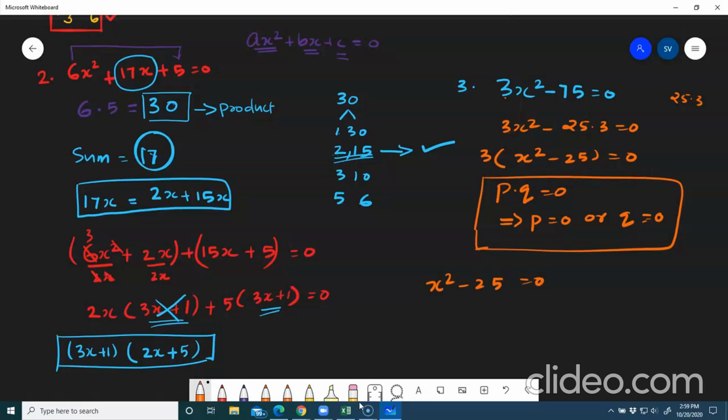At this point you have to use the difference of squares property. So you can rewrite x square minus 25 as x square minus 5 square equal to 0. Here you need to use the identity a square minus b square. What is a square minus b square? It is a plus b times a minus b. Okay, so use that. So this will be x plus 5 times x minus 5 equal to 0. So you completed the factorization of this question.